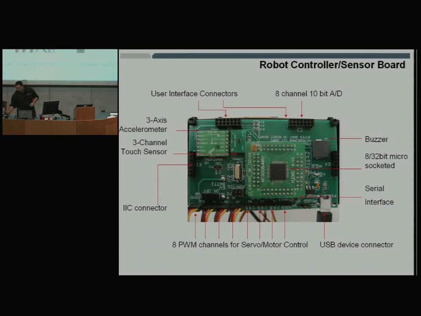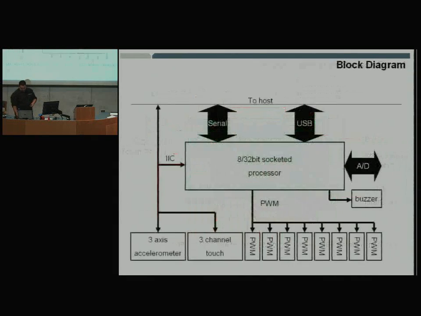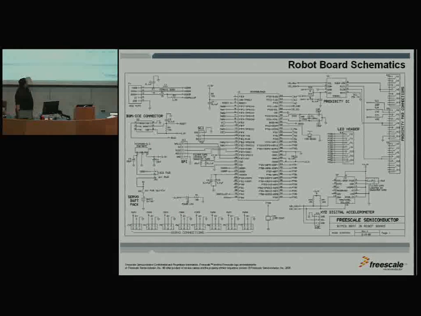And the board, we made it generic. It controls up to 8 servos, has the accelerometer. It's just a nice little controller board. And this is the block diagram. Everything's running on one micro. The one micro does pretty much everything that you need. And that's just an idea of the schematic. It's actually a very simple system.